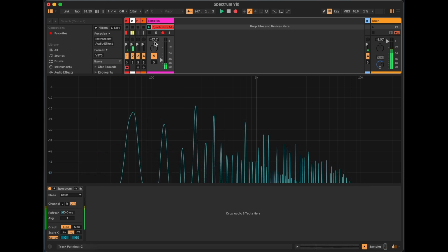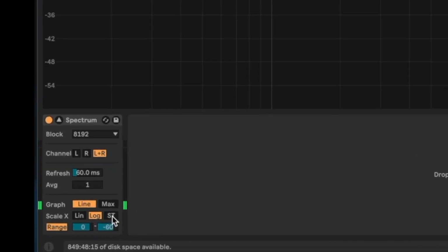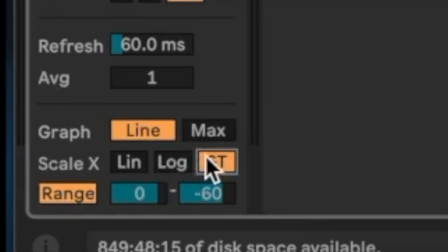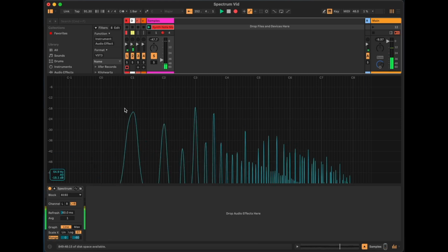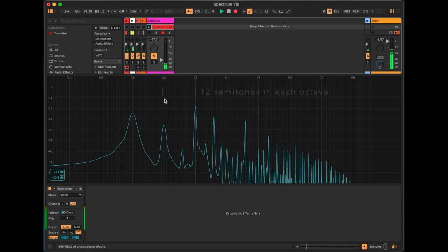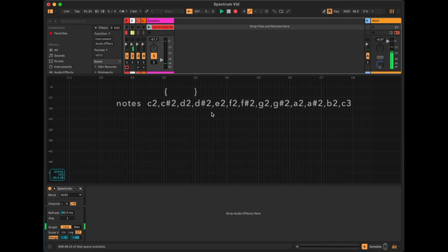If I switch the window display from log to semitone here, ST is for semitones, Spectrum's window display will now show the window scaled in semitones, in other words, notes. We can see the C octaves displayed at the top of the window. The lines between each octave represent the semitones between each octave, in other words, the notes from C to C.